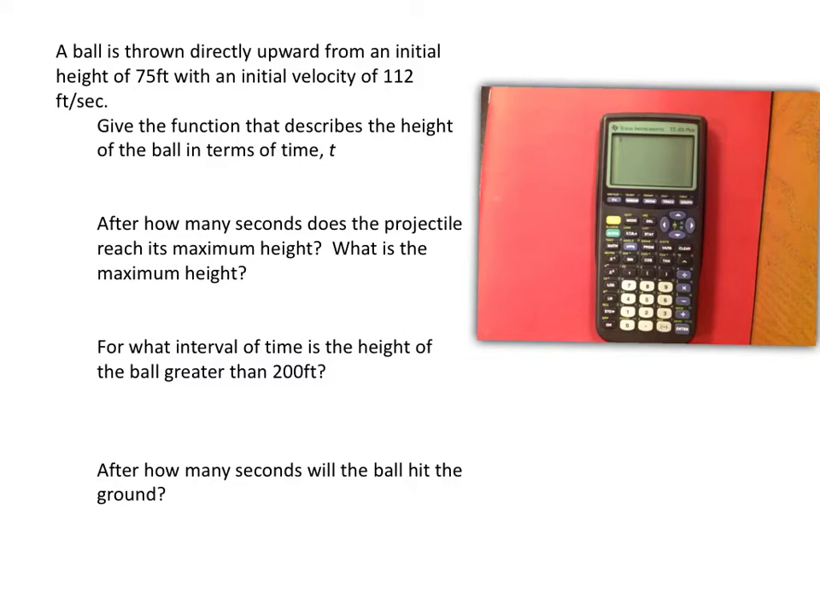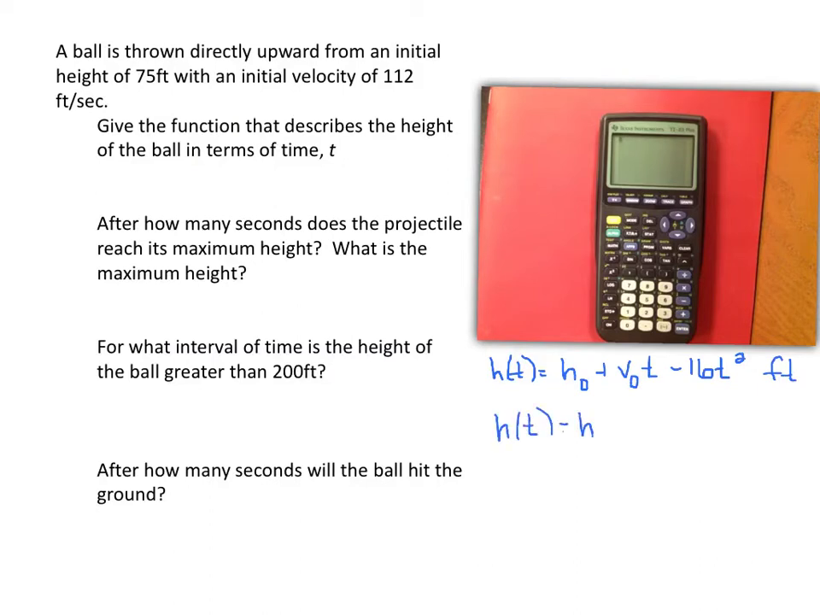We're now going to look at some word problems. Here we are being asked to give a function. We're asked about maximum, we're asked about specific heights, and then when a ball will hit the ground. And the first thing they want is a function. So you need to know the formula. The height as a function of time is equal to the initial height plus the initial velocity times t minus 16t squared. That is if you are in feet.